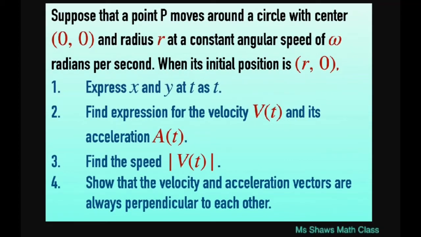Suppose that a point P moves around a circle with a center at the origin and a radius r at a constant angular speed of omega radians per second, when its initial position is (r, 0). We're going to express x and y as functions of t. We're also going to find an expression for the velocity and acceleration, find the speed, and also show that the velocity and acceleration vectors are always perpendicular to each other.